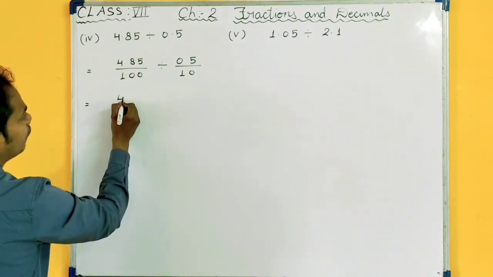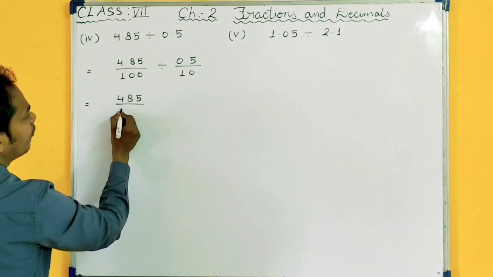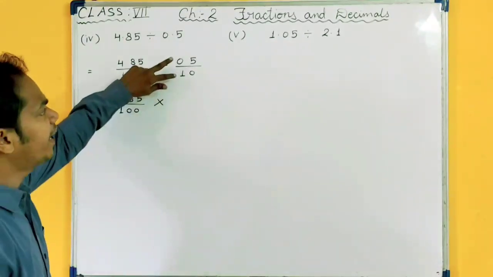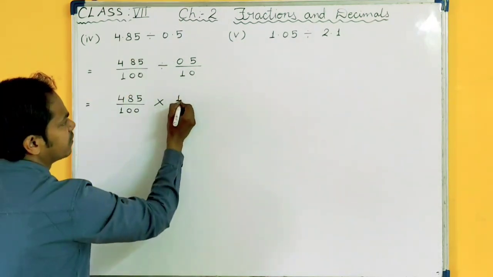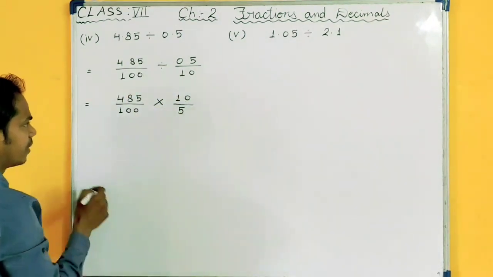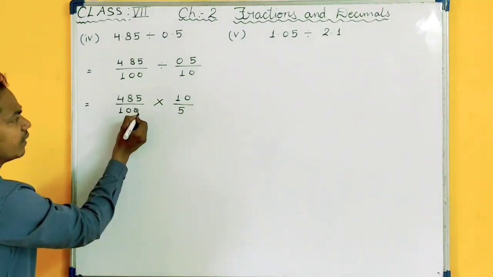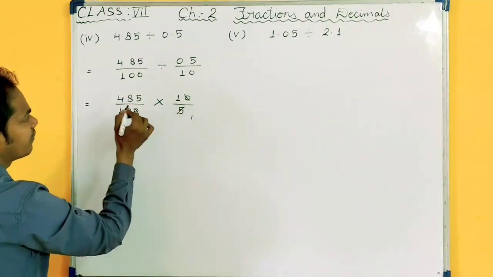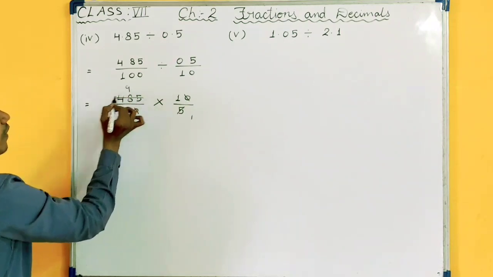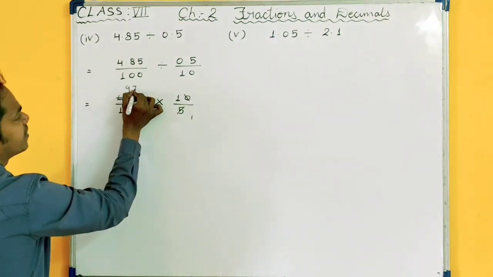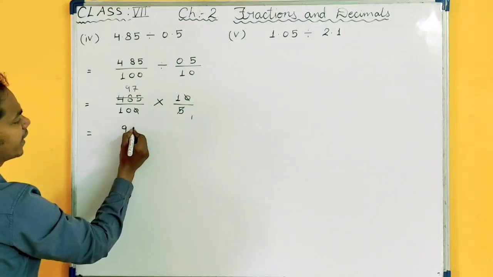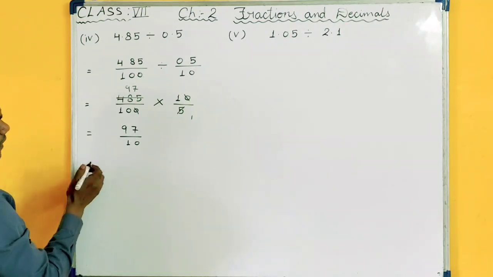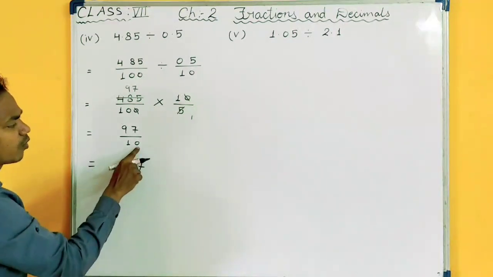Next step, what will you do? 485 upon 100. Change this divide sign into multiplication and take the reciprocal of this value. Already I have explained this. 10 upon 5. 0 to 0 cut. Okay. Now divide this. 5 1s are 5. 5 9s are 45 and 5 7s are 35. So what are you getting? 97 upon 10. Okay. So 97 upon 10 means 9.7 because 1 zero is there.